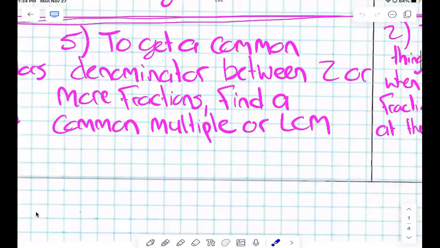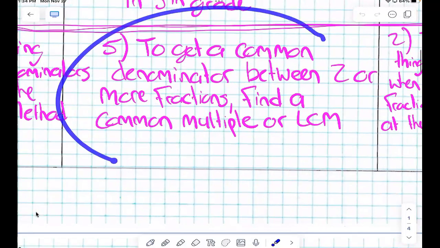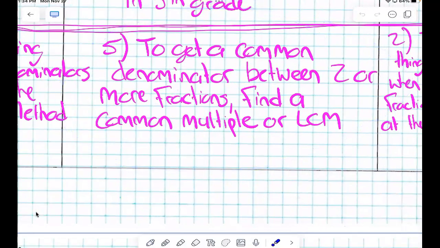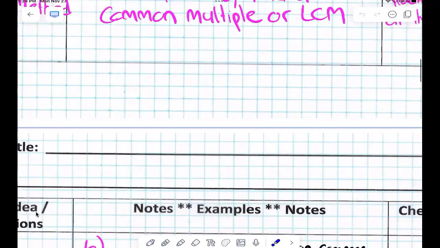We're going to skip 3 and 4 because we're going to talk about them. On the count of 3, can you guys just read that together? 1, 2, 3. To get the common denominator between two or more fractions, find the common multiple or LCM. So if you don't have denominators that are the same, you've got to find a common multiple or a common denominator. Do you use snakes or you just multiply them? If you want to do that, you can do that too.